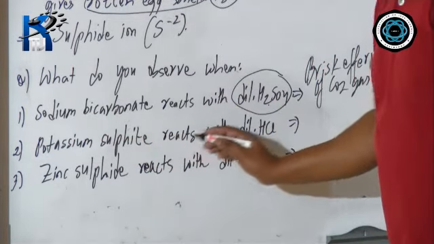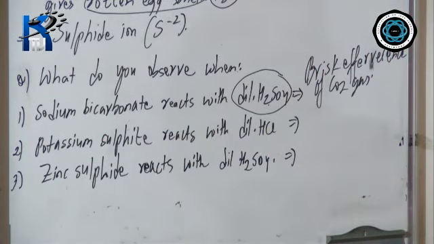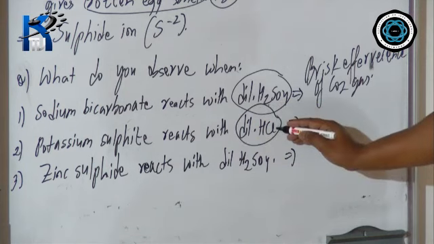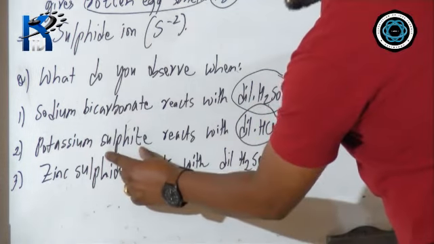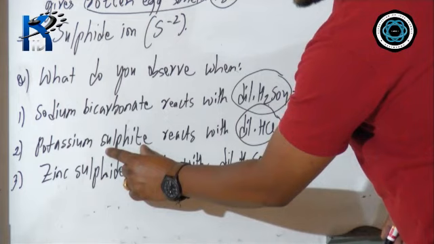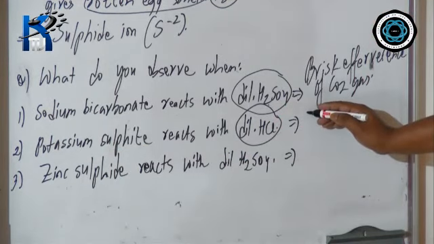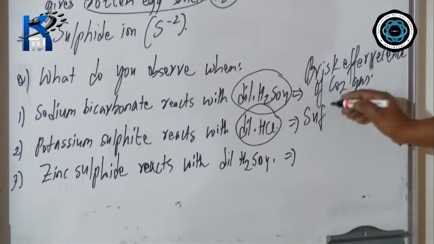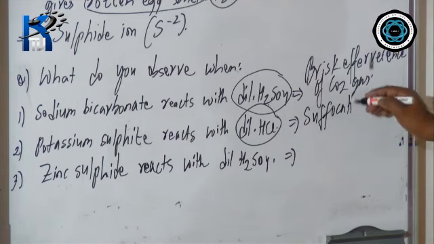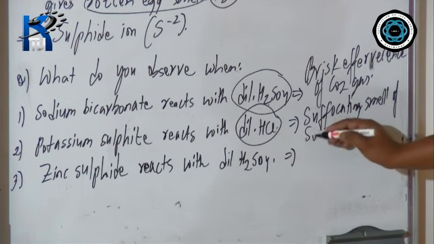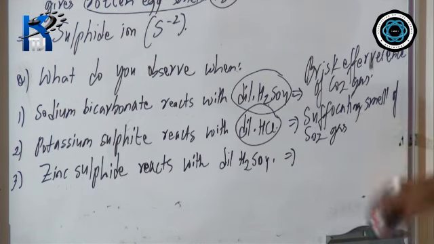Next one, number 2. Metal sulfite reacts with dilute HCl. Again, this hydrochloric acid is reacting with metal sulfite. Sulfite means SO3, and sulfite gives you SO2. You get sulfur dioxide gas, which has what kind of smell? Suffocating smell. So you have to say suffocating smell of sulfur dioxide gas will evolve.